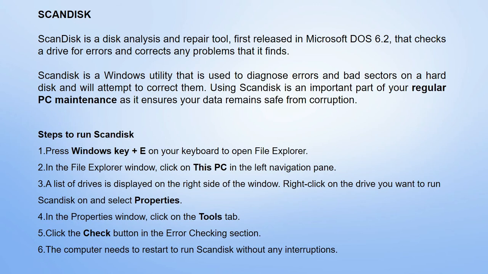Steps to run the Scandex: press the Windows key and the E key together on your keyboard to open File Explorer. Otherwise, in the search tab you may write File Explorer, then press enter. Automatically the File Explorer window will be displayed. In the File Explorer window, click on This PC. In the left navigation pane, a list of drives is displayed on the right side of the window.